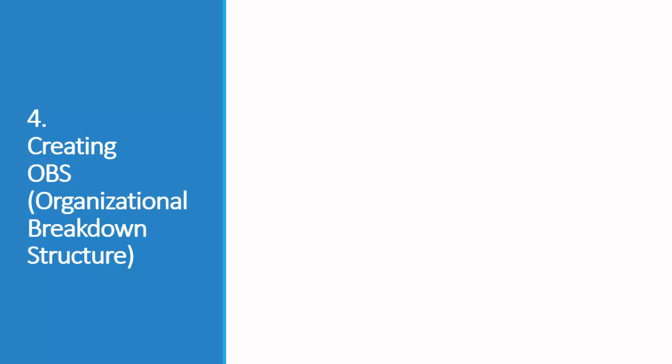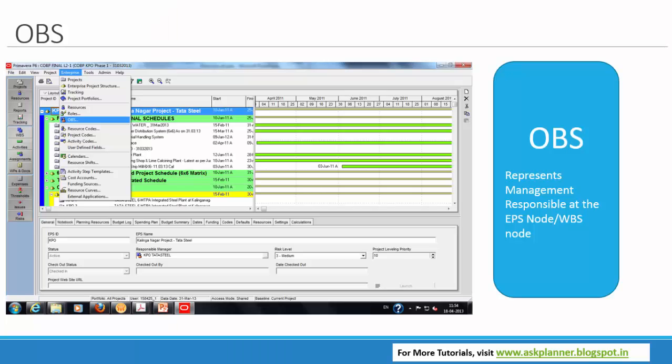Next we go to OBS, the Organizational Breakdown Structure. OBS is the structure of management responsible at the EPS, project and WBS level. Each manager in the OBS is associated with his area of the EPS, either by EPS node or by project, and the WBS of the particular level of hierarchy. Generally we use OBS to assign the responsibility for the activities or for the projects. User access and privileges are implemented through this OBS.